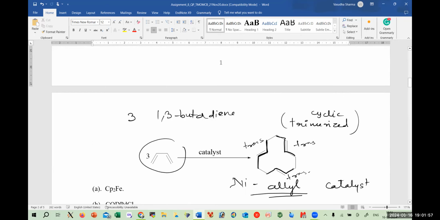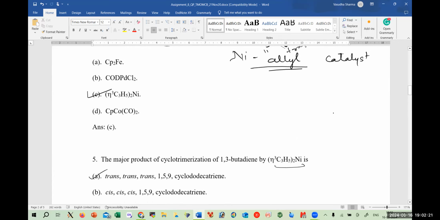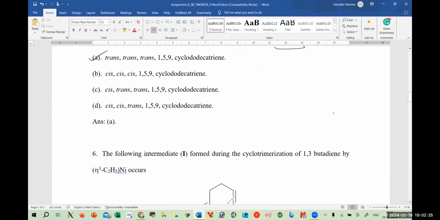If I start numbering from any one bond, 1, 2, 3, 4, 5, 6, 7, 8, 9, 10, 11, and 12, we have the double bonds at the 1 position, 5 position, and 9 position. All are trans, trans, and trans. So that's why the answer is trans,trans,trans-1,5,9-cyclododecatriene. So this is your major product.